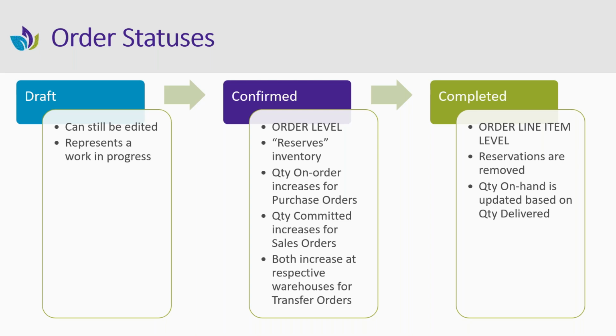And then finally, completion happens at an order line item level. So once an order line item is in a completed status, the reservations are removed and your quantity on hand is updated based on how much product was delivered. So once all the order line items on an order are completed, then the order status will become completed as well. So these are the natural flow of statuses for orders and order line items, starting in draft, going to confirmed, and then becoming completed. There's also a cancellation status that can be used to indicate that an order will no longer be processed.